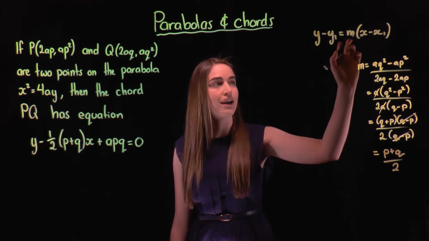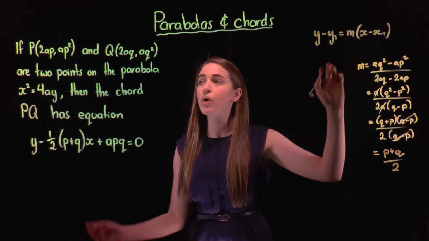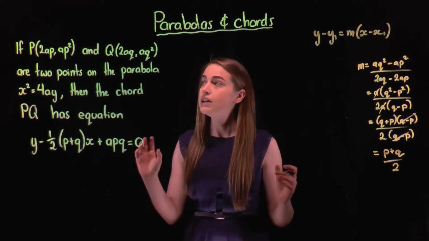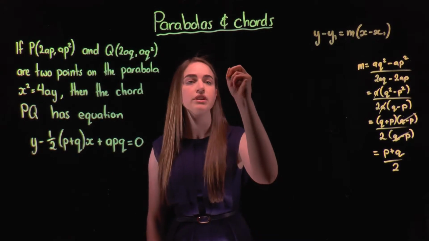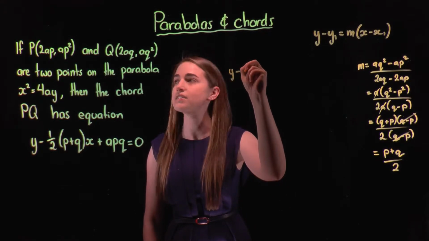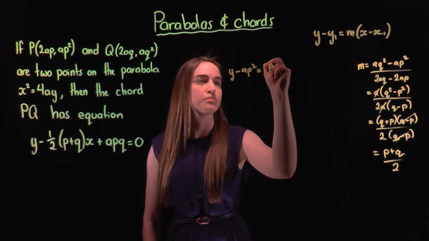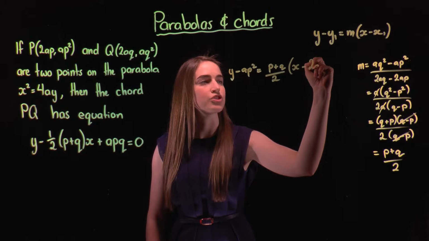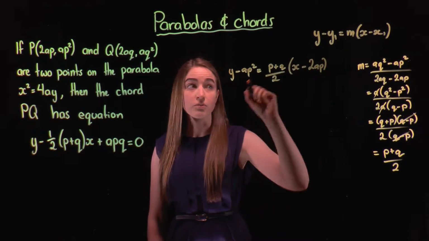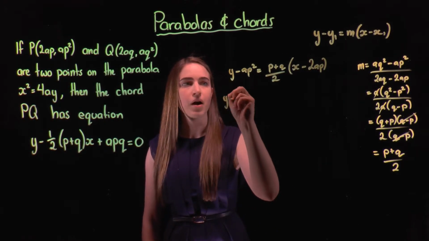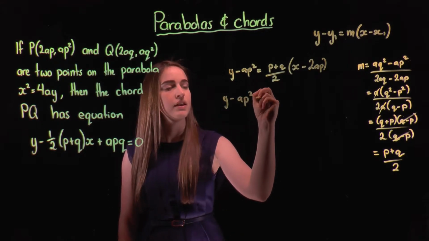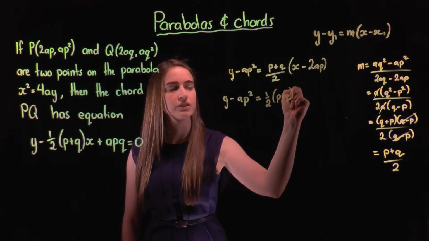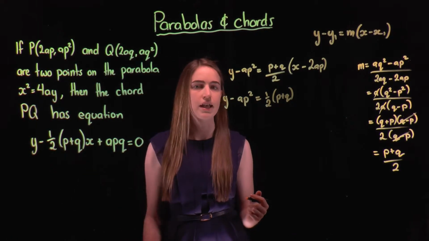So we can now put that up here into this formula. And our x1, y1, it doesn't matter whether we pick the p or the q as our points. We can do either. I'm going to pick p. So subbing that in is going to give us y minus ap squared equals p plus q over 2 outside of x minus 2ap. Now I'm going to expand this side out, so I'm going to leave my y minus ap squared equals, and I'm going to rewrite this term as just a half outside of p plus q, because that's going to start making it look a little bit more like what we've got down here.